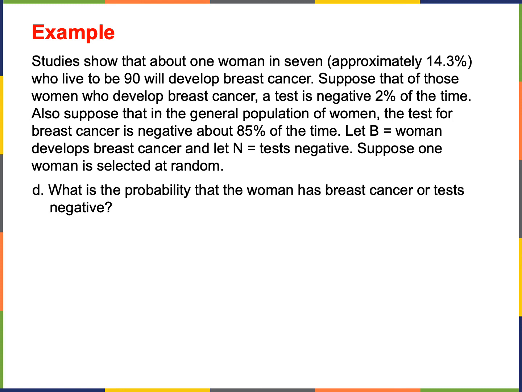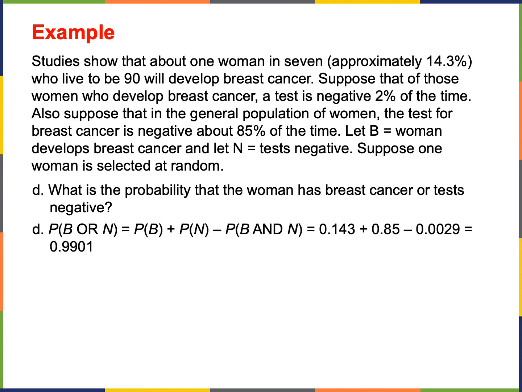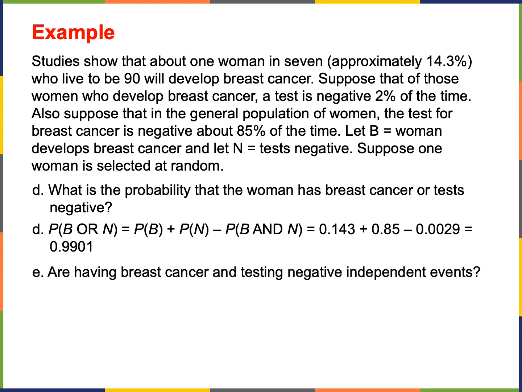Okay, let's continue. Same problem. What's the probability that the woman has breast cancer or tests negative? So this is a union now, so we need to do the addition rule. So remember the addition rule? P of B or N is P of B plus P of N minus the intersection. So that's just from earlier, 0.143 plus 0.85 right here, minus what we just calculated, 0.0029. So that's the probability of the union of the two events.